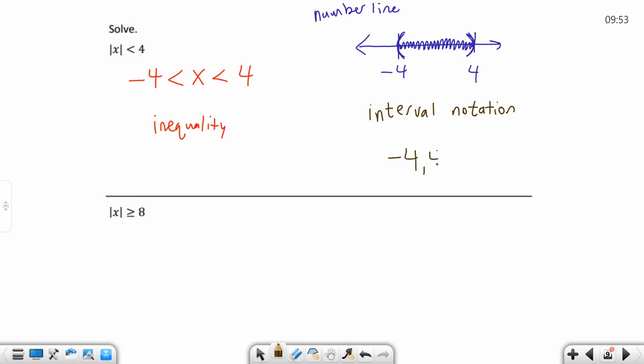We have negative 4, comma 4, with parentheses. And that's the interval notation. This is what I'm going to box. This is the big dog answer, okay?